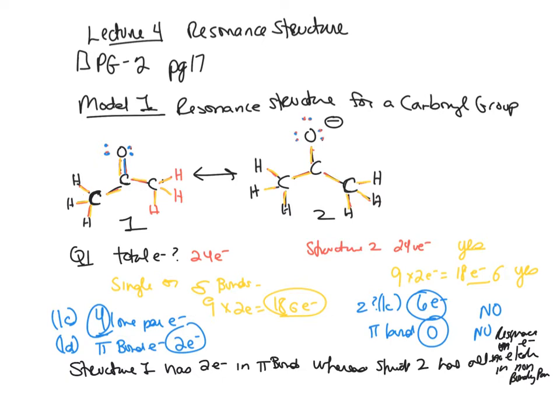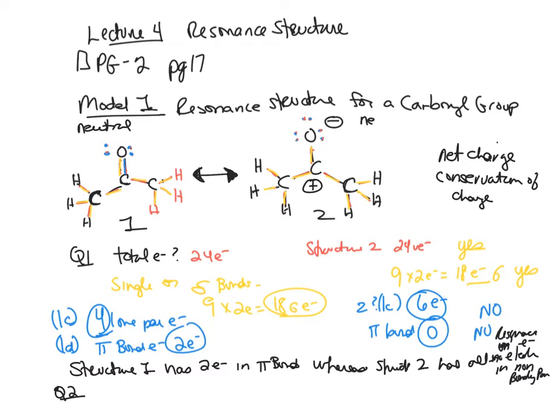This is question number two: is the total net charge in structure one the same as the total net charge in structure two? Let me draw this structure correctly. Okay, the net charge is the same. And the net charge is very important. As you learned from the last lecture, you need to have conservation of charge. So here's a resonance arrow. You have to have conservation of charge. So this is overall neutral, and a minus plus a positive is also neutral. So yes, net charge is the same.